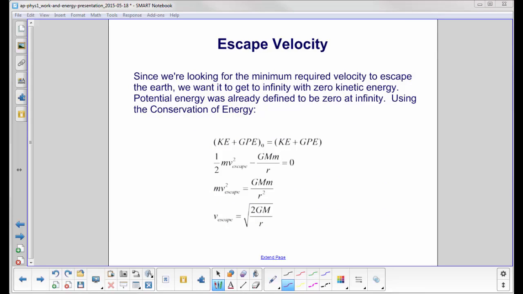Almost by definition, since we're looking for the minimum required velocity to escape the Earth, we want the spaceship to get to infinity with zero kinetic energy. We've already defined potential energy at infinity to be zero.